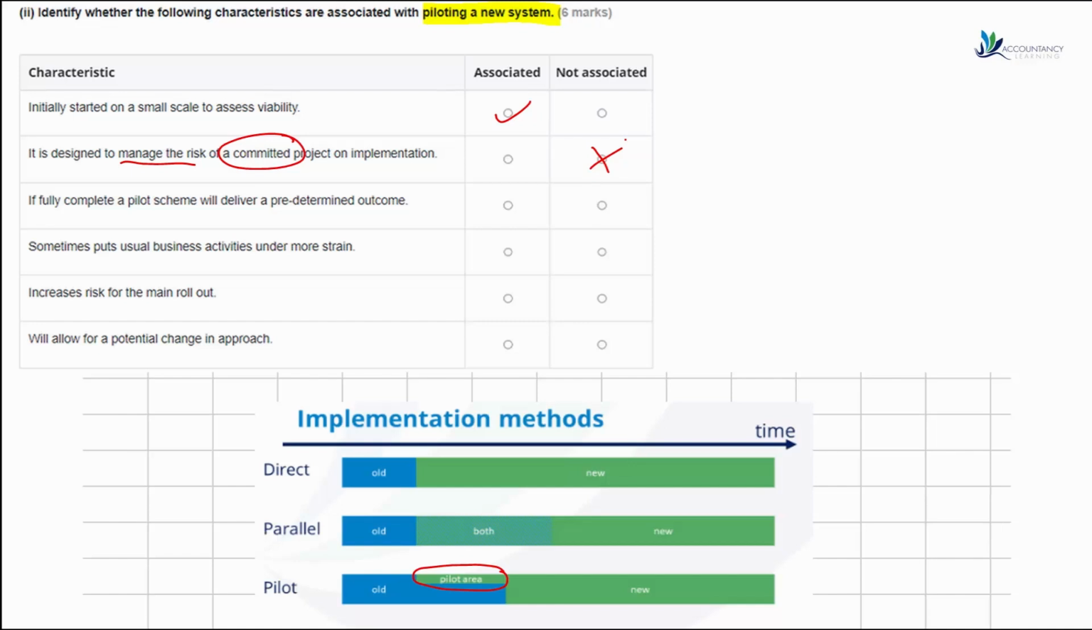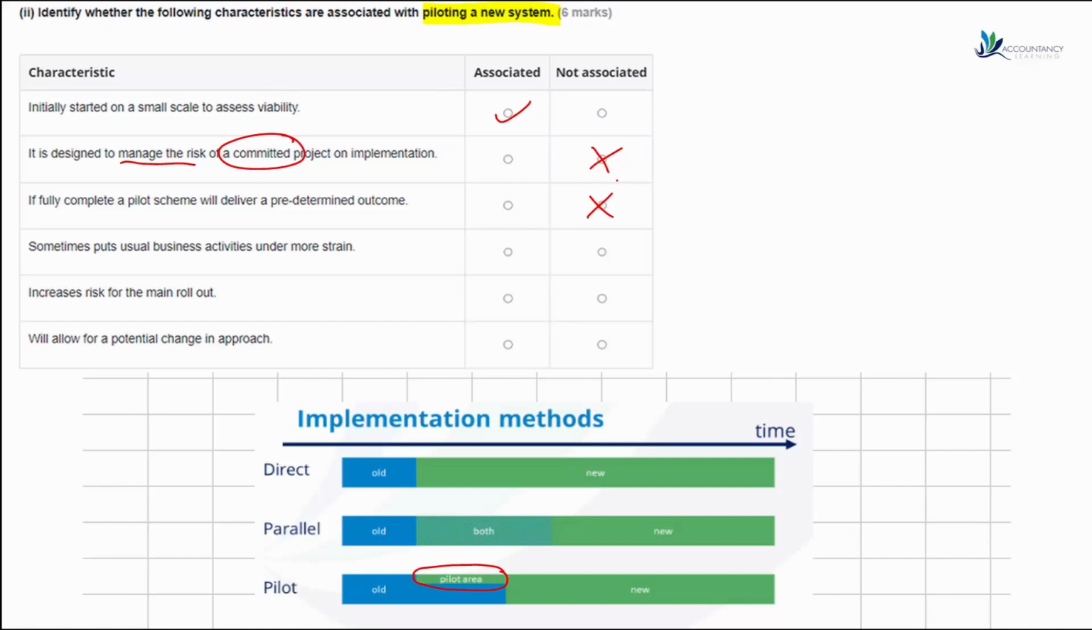Next: if fully complete, a pilot scheme will deliver a predetermined outcome. Well, no, that's not true, because when we're implementing it in the pilot area, we may make some changes. We're going to be learning from what happens in the pilot so that the implementation for the rest of the business will be more successful. So that's not true, because we may not achieve that predetermined outcome. We may change things based on the results of the pilot.